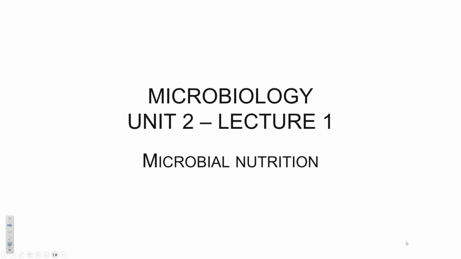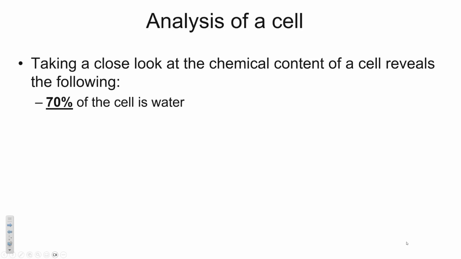All right, so we're beginning Unit 2, and our first lecture here has to do with microbial nutrition. So what we're trying to understand here is what does a cell look like from a component level, looking at things like the building blocks of carbon and nitrogen and things of that nature, and then how do we connect those to the nutritional or physiological needs of a cell.